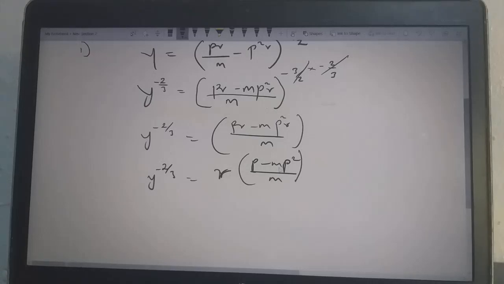R has been isolated, but we need to still clear this one. Remember, when you change the subject of a formula, the operation we are carrying out is the reverse of what you want to eliminate. I want to multiply both sides by the inverse of this, that's the same as m over p minus np square. And so here will become y raised to the power -2/3 multiplied by m over p minus np square. By the time that happened on the right hand side, this one would have been removed, and so we just have r left.